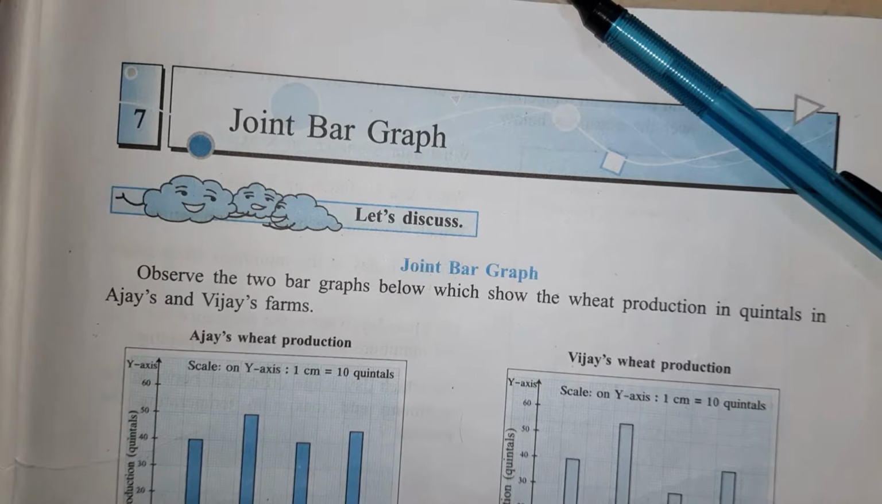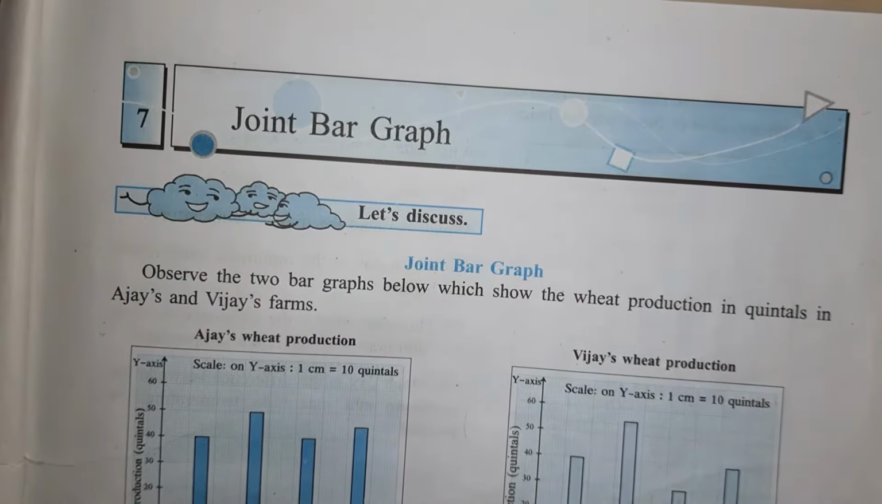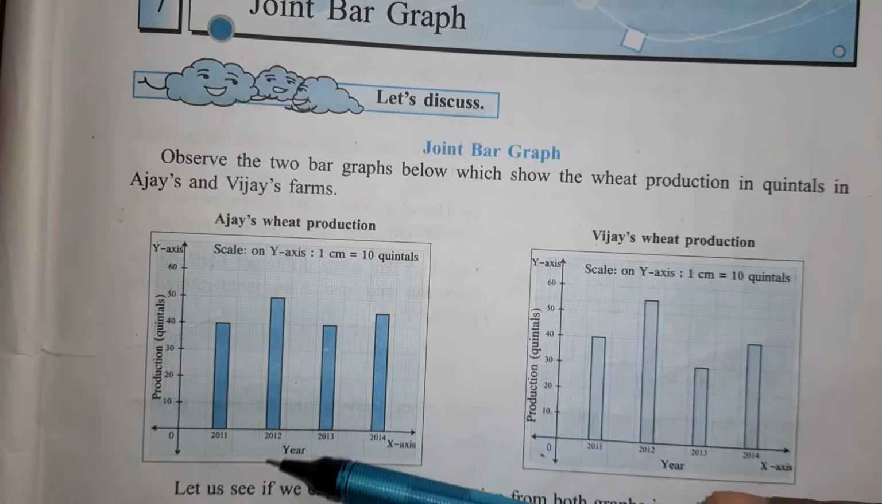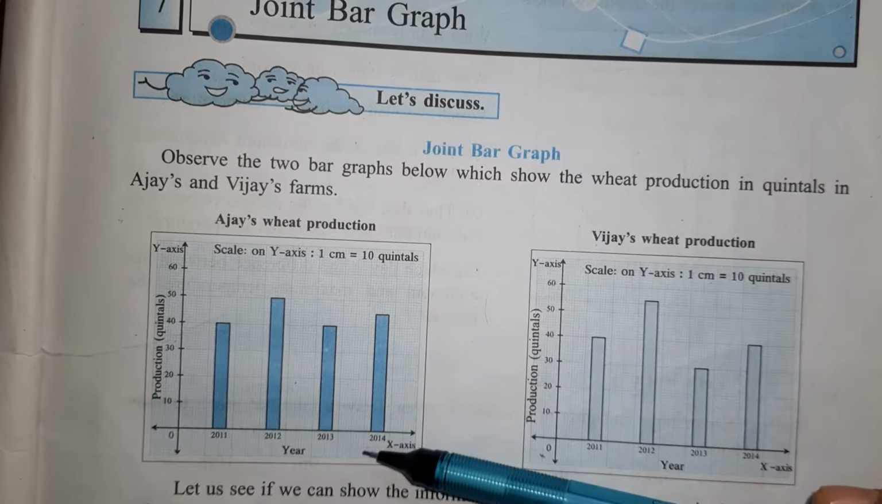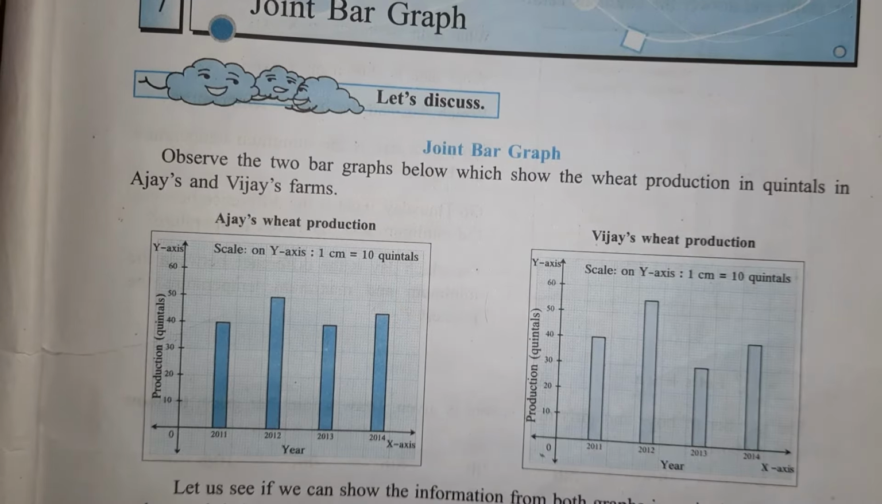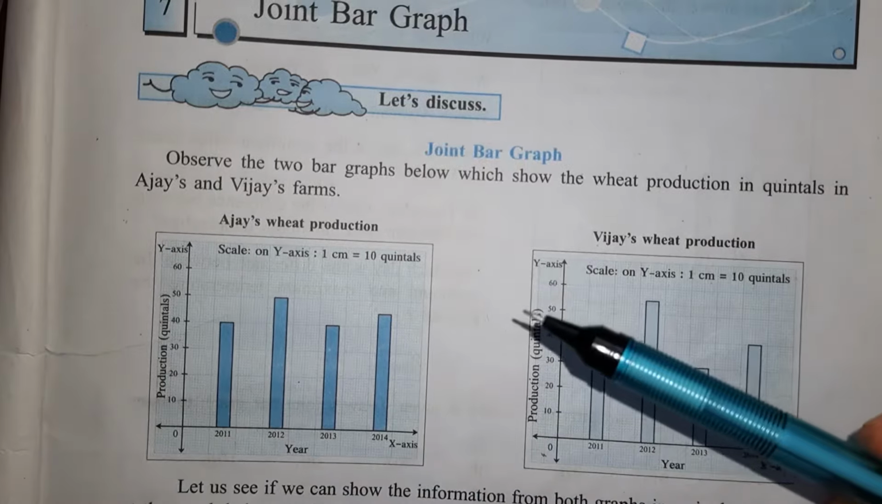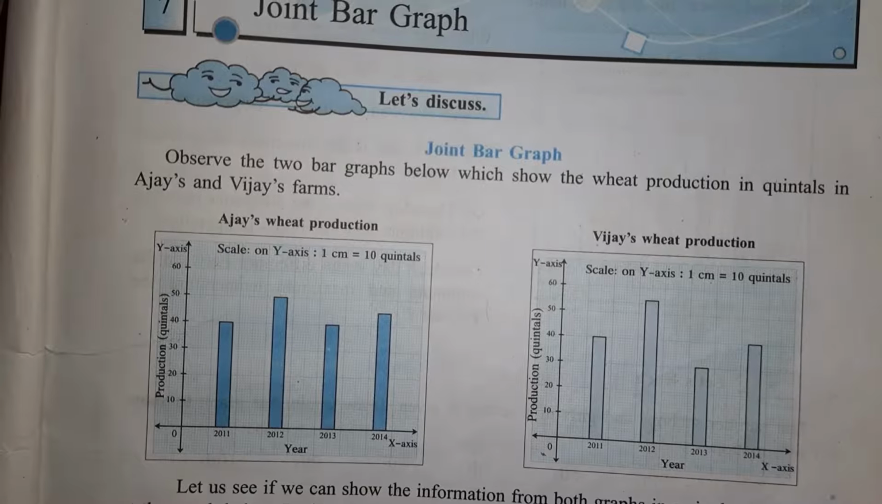Let's see one example. Observe the two bar graphs below which show the wheat production in quintals in Ajay's and Vijay's farm. Understood? So for Ajay's wheat production, this bar graph is used where x-axis denotes the year 2011, 2012, 2013 and 2014. So Ajay's wheat production for the 4 years is shown in quintals. Quintal means what? 1 quintal means 100 kilogram.